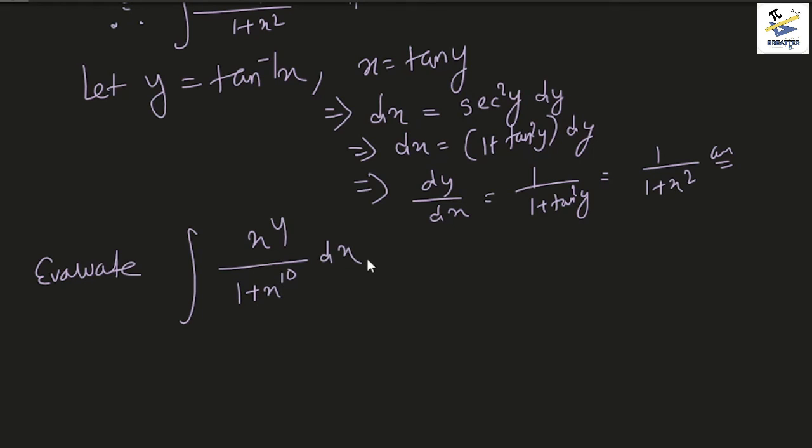Now at first glance, obviously we want to substitute for the denominator, but we see that the derivative of 1 plus x to the power 10 is not x to the power 4 dx, or rather not any constant multiple of x to the power 4 dx. But what we can do here is denote the integral by I.